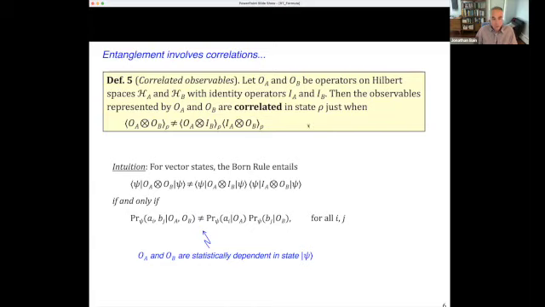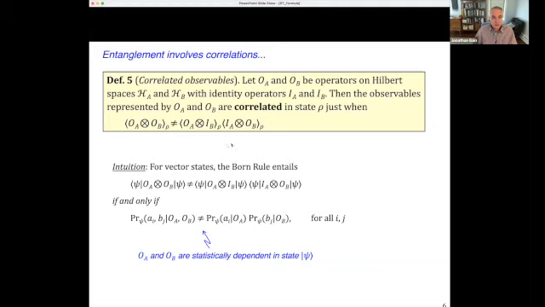Correlated observables. Let OA and OB be operators on Hilbert spaces HA and HB with identity operators IA and IB respectively. Then the observables represented by OA and OB are correlated with respect to the density operator state rho just when the expectation value of the product operator OA cross OB with respect to the state rho does not factorize into the expectation values of the individual operators OA and OB separately.